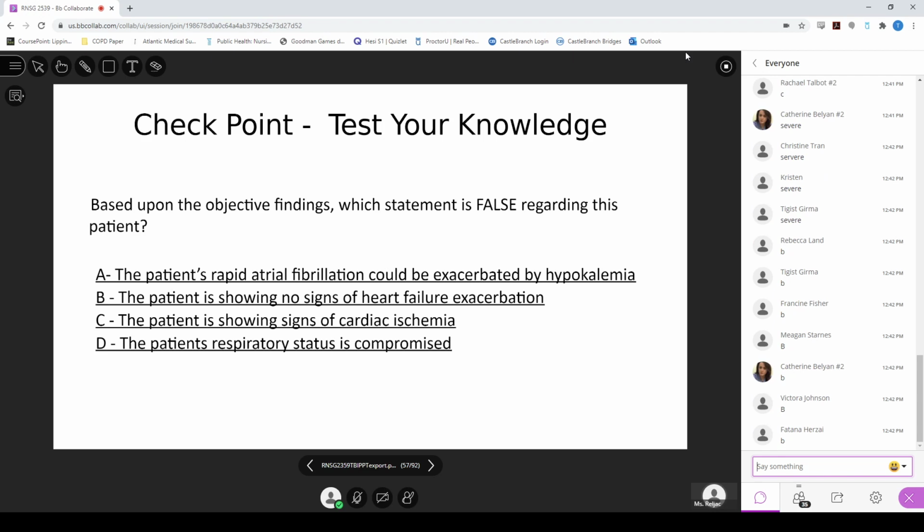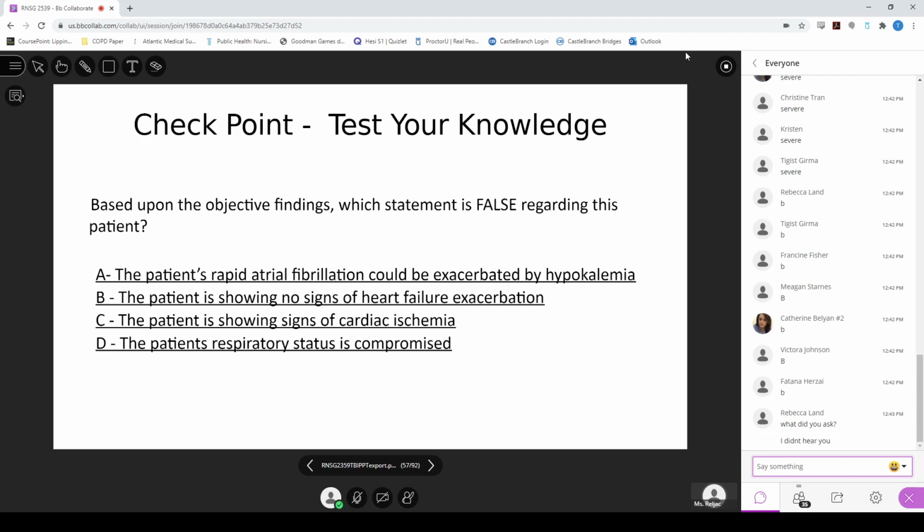What about B is telling you that it's false? What are the signs she would need to be showing for heart failure? What makes that sentence false? B is right. What makes it false?